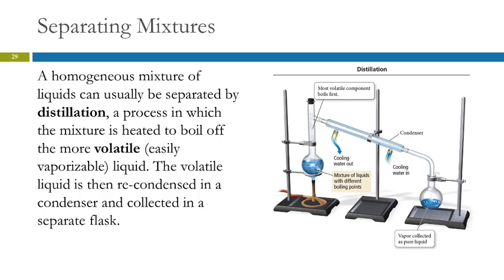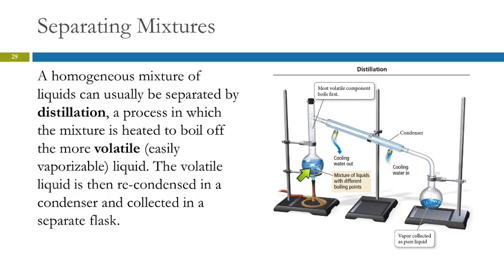When you have a homogeneous mixture of liquids, say alcohol and water, you can't separate these by decanting because there aren't two layers. They're uniformly mixed together. But the two liquids probably have different boiling points. Ethanol has a much lower boiling point than water does. So you can use what's called distillation.